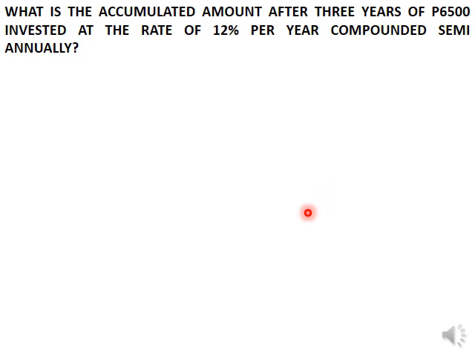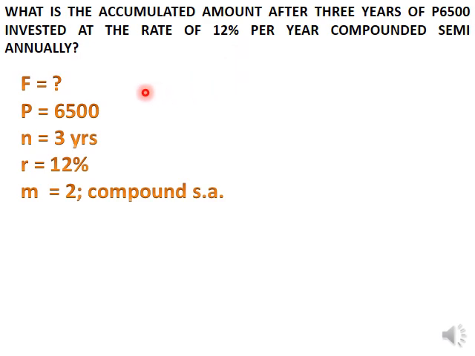Okay, let's try this. What is the accumulated amount after 3 years of 6,500 invested at the rate of 12% per year, compounded semi-annually? Okay, the question is, what is the future amount? We have the present amount 6,500. The number of years is 3 years. The r is 12%. The number of compounding per year is 2. So this is compounded semi-annually.